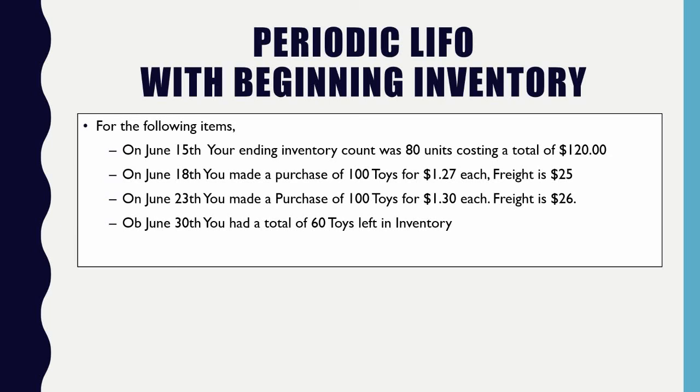So in this case, on June 18, I purchased another 100 toys at $1.27 with a freight of 25. And then on June 23rd, I purchased 100 more toys at $1.30 with a freight of 26. Okay, and I'm also given that on June 30th, I had a total of 60 toys left in inventory.